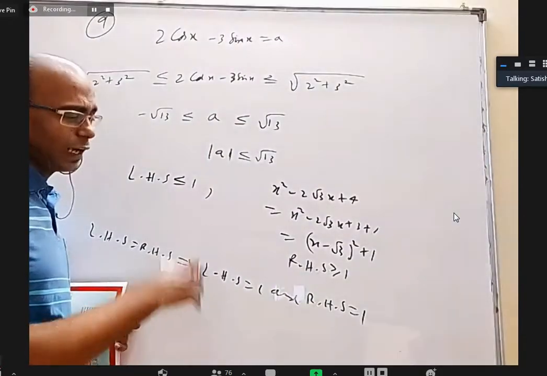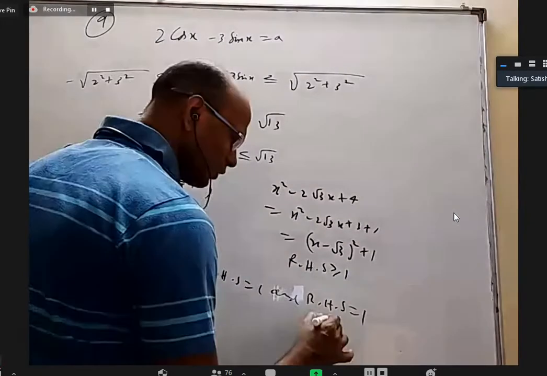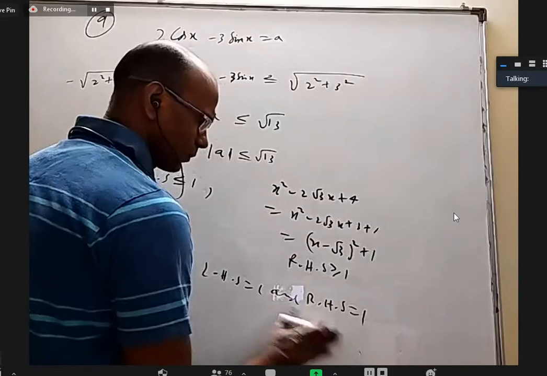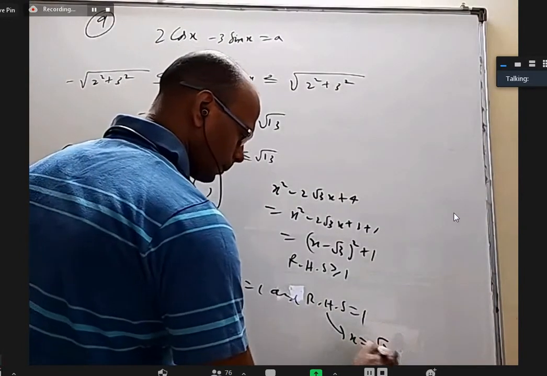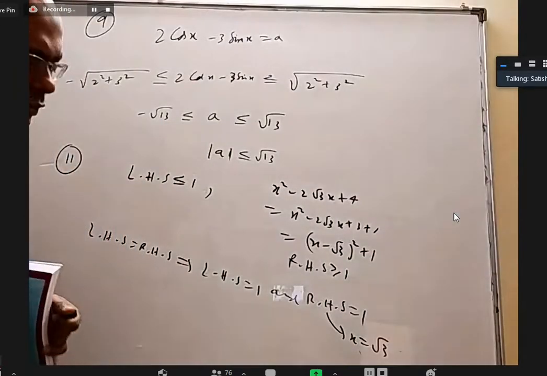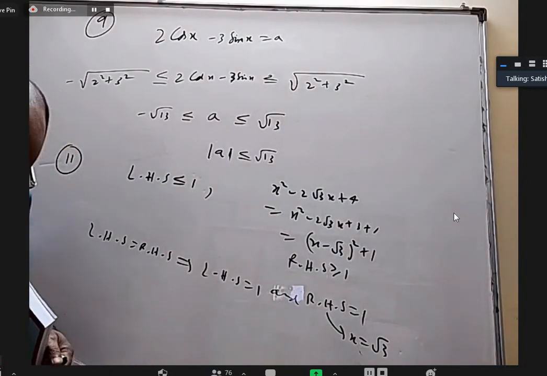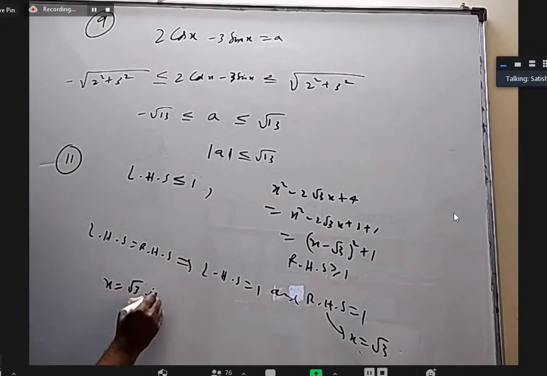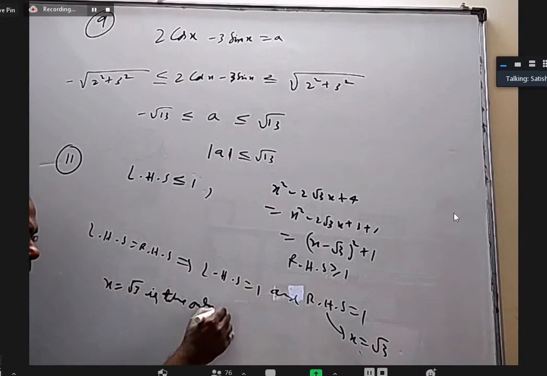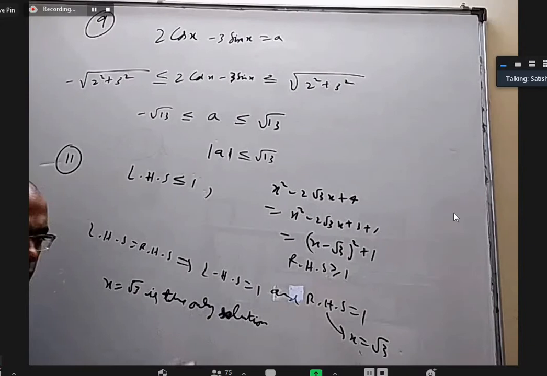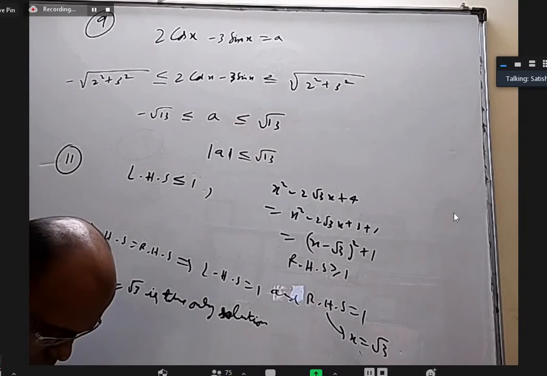But we have to also see whether they can happen simultaneously. RHS is 1 only for x equal to root 3, and that is also fine for the LHS. LHS is 1 for many x values, but RHS is 1 only for one x value. So we have to take what is common to both. All right, so x equal to root 3 is the only solution. Some questions we do by the standard formulas that we have, sin x equal to 0, sin x equal to sin alpha and all. Some questions are based on extreme values.